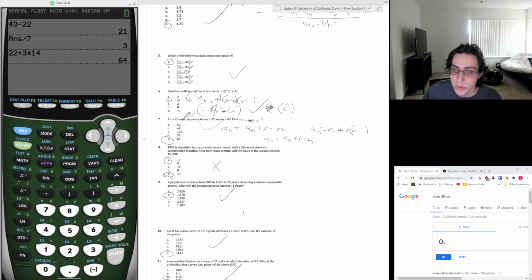Yeah. Okay, number 9. Population increases from 900 to 1500 in 25 years. Assuming constant exponential growth, what will the population be in another 11 years? So for this, we have, let's say, y equals P e to the rt.